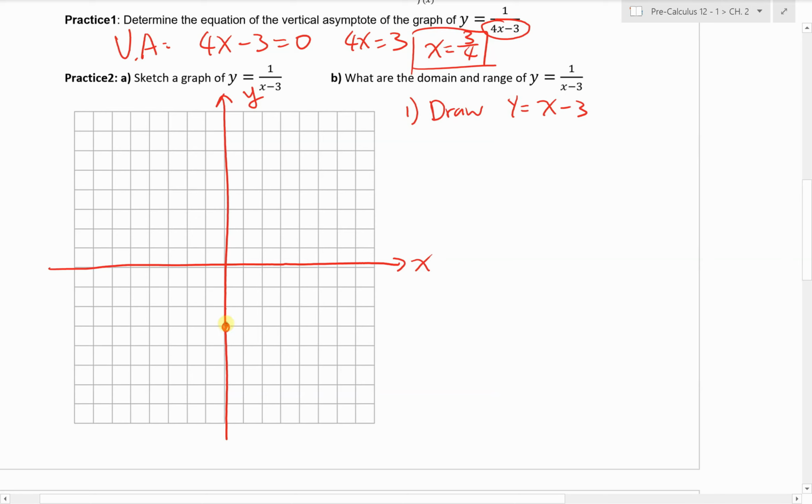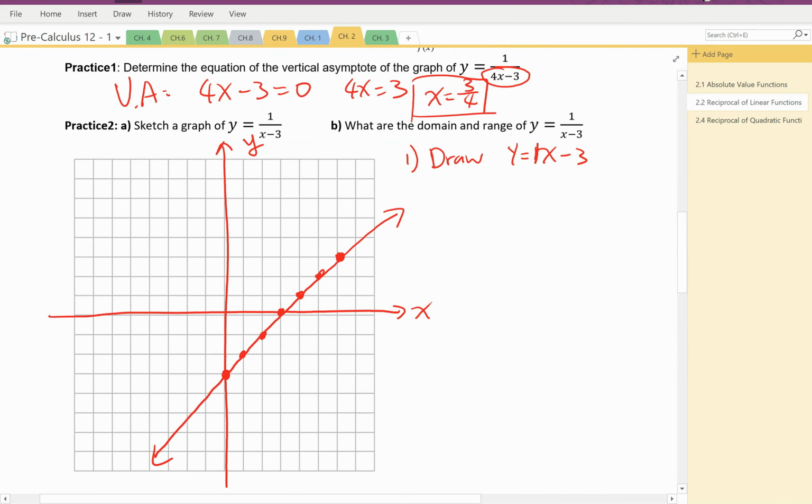That's 1, 2, 3 right here. The slope of this linear function, remember, is 1, so we go 1 up, 1 right, 1 up, 1 right, 1 up, 1 right. There we go. That's enough points. Then we join these points together to make a line. There you go, something like this. So that's the first step.